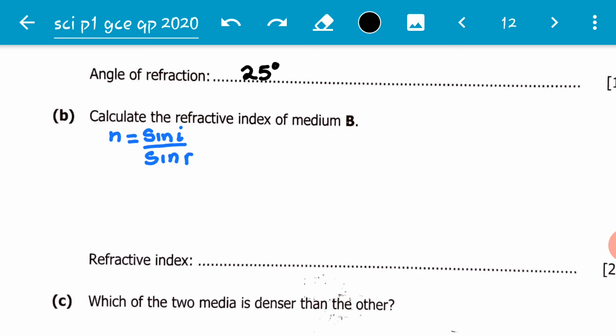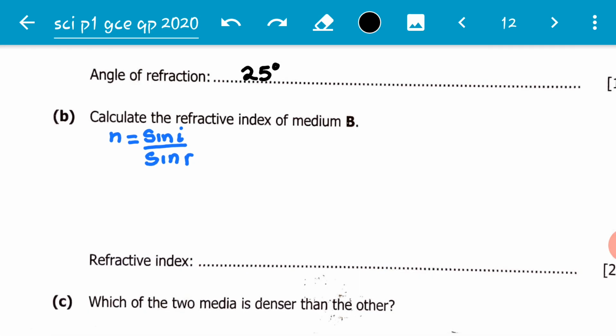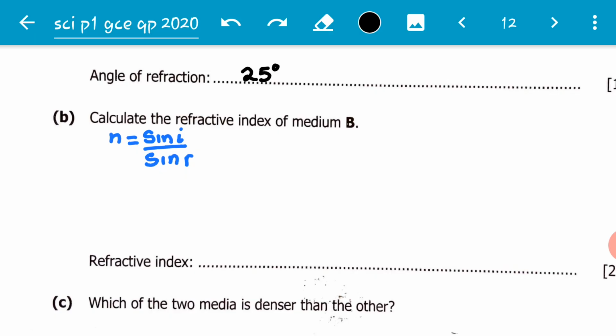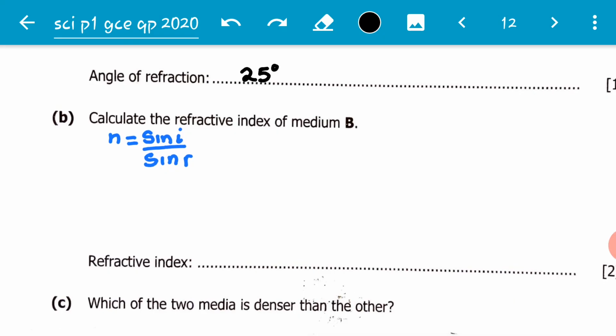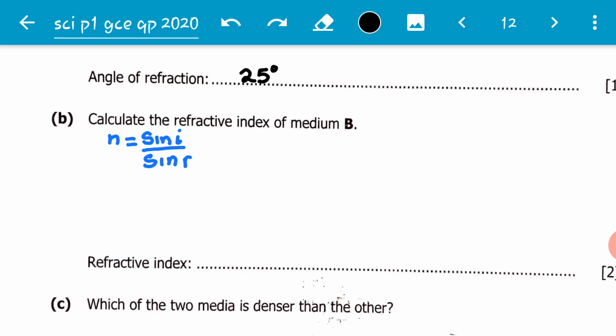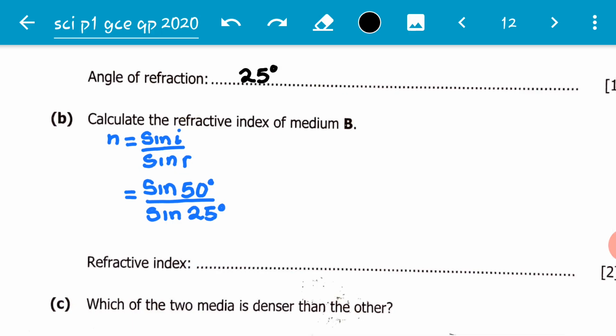Now, one key thing here: if you write an angle in the formula without the degree sign, then it's wrong. It's unforgivable. You cannot put a mere number where an angle is supposed to be. So in this formula, the angles representing i and r should be in degrees. So our i is 50 degrees, our r is 25 degrees. So there we have the refractive index is sine 50 degrees over sine 25 degrees.